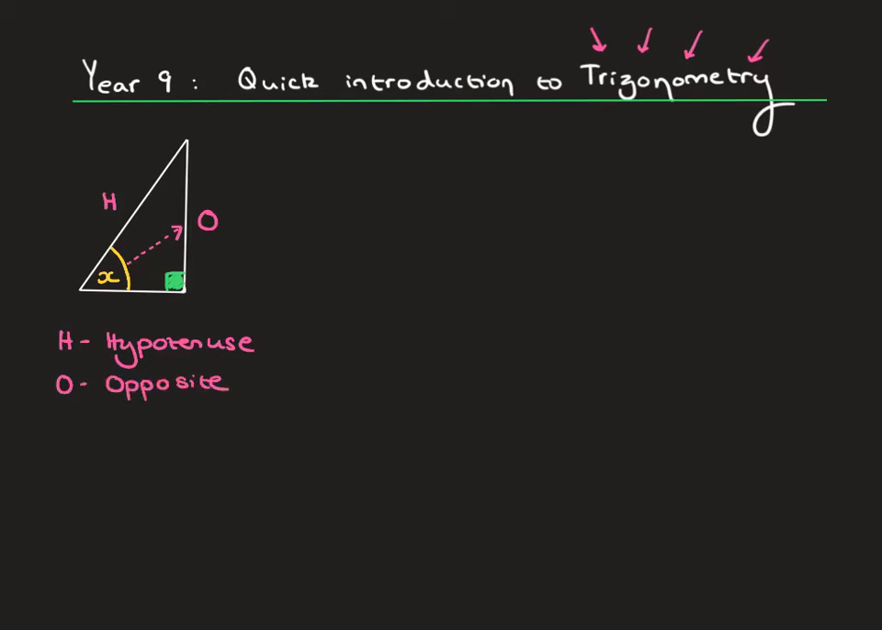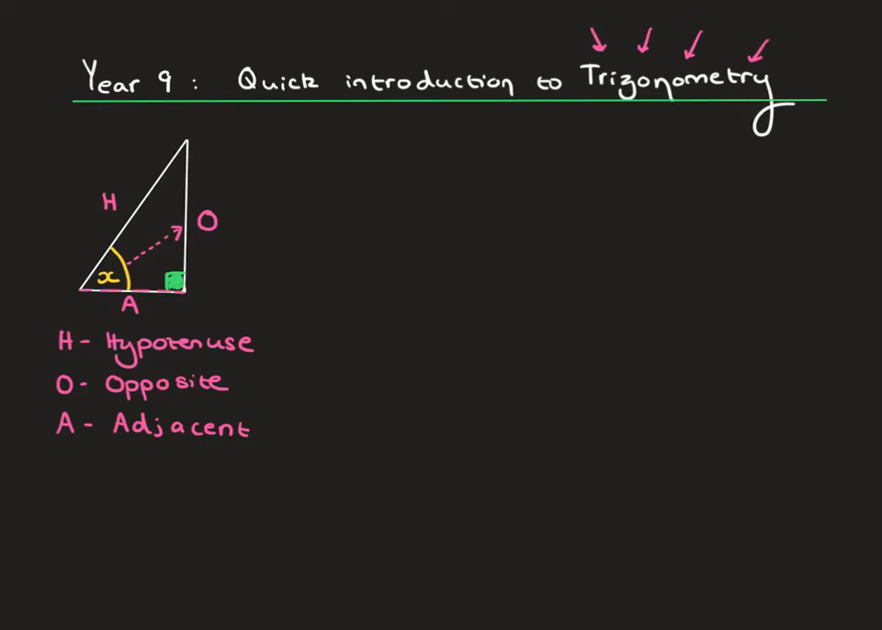That then leaves one side left unlabelled, and can you see that that side is next to the angle? It's touching the angle X, and so we call that side the adjacent, labelling it with an A. And the word adjacent is another word for next to, so that side is next to the angle, so we label it A, adjacent. This then allows us to introduce the three trigonometric ratios, or the three trigonometric formulae.